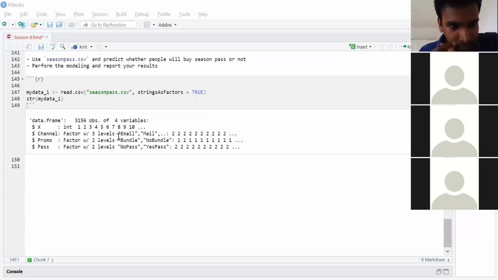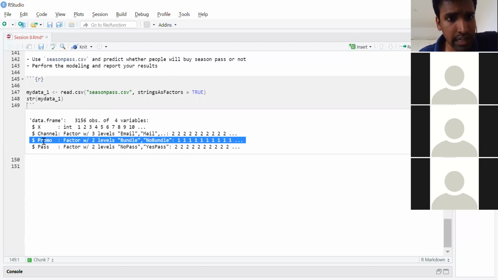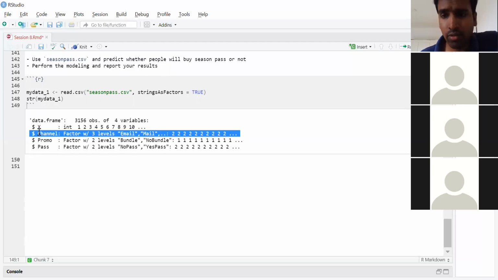Okay, so now we have three different variables. Pass is whether they will renew the pass or not. That is your DV. Promo is whether they have obtained a promo, whether they are in the bundle offer or not having a bundle offer. And channel is the channel through which they are coming.